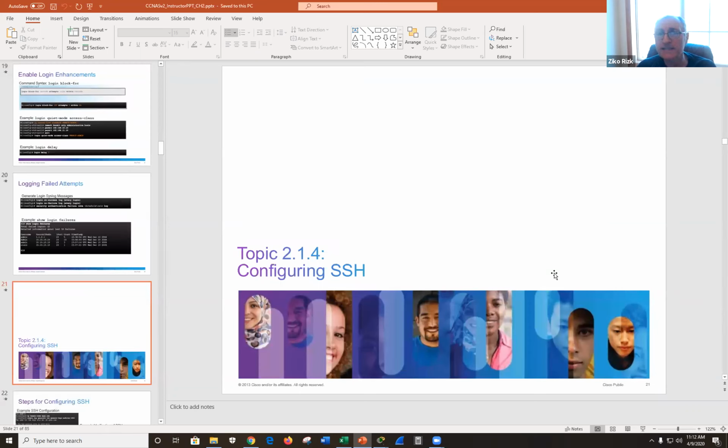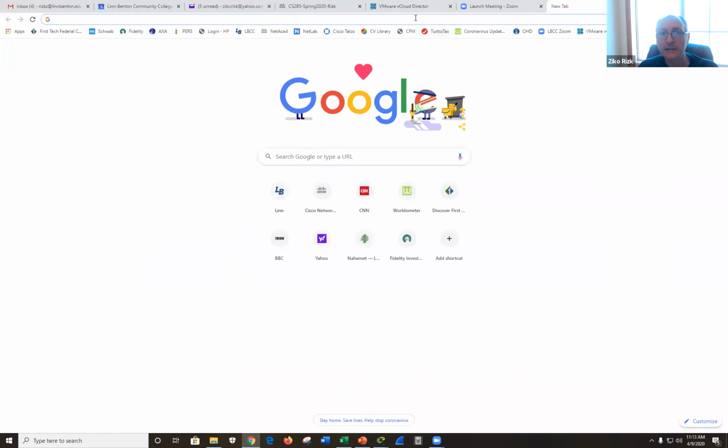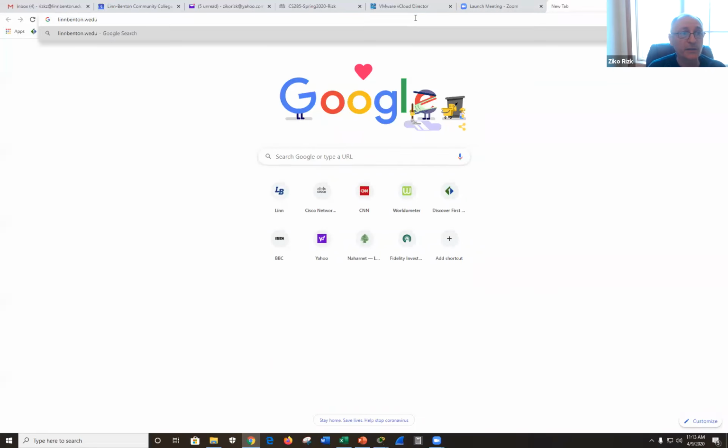I did cover SSH. I said it heavily uses the PKI infrastructure, so we have to build that before we can use it. Everybody, I want to show you something, and this is really a good use of a few minutes. I'm going to come here, and I'm going to go to linbenton.edu. This is sticking with PKI.